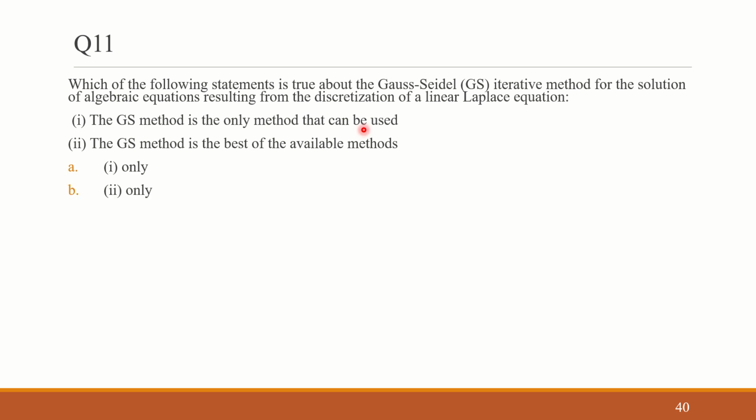Option A, 1 only. Option B, 2 only. Option C, 1 and 2. Option D, neither 1 nor 2. So the question is about which of the statements is true. So the answer is option D, neither 1 nor 2. Both the statements are false.